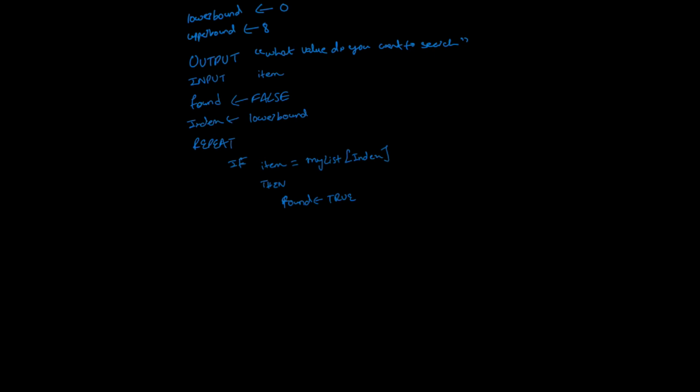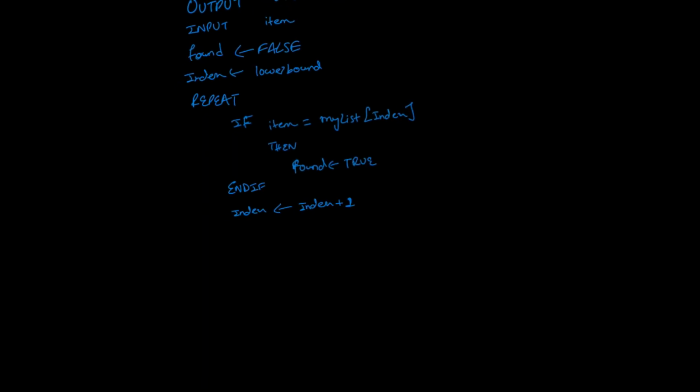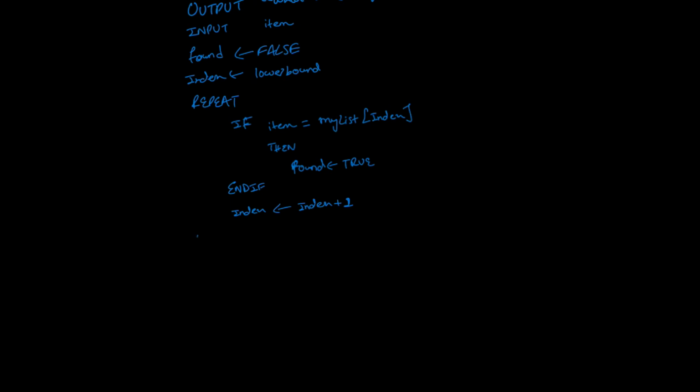Otherwise, we don't need to change it back to false, because it's going to be false if this if condition isn't true, right? So we're going to use endif, and next we're going to increment the index by 1. So index equals index plus 1, and then lastly we're going to have our repeat condition: until found equals true.